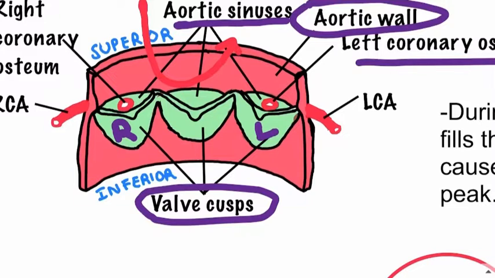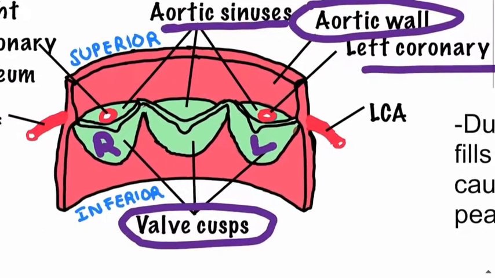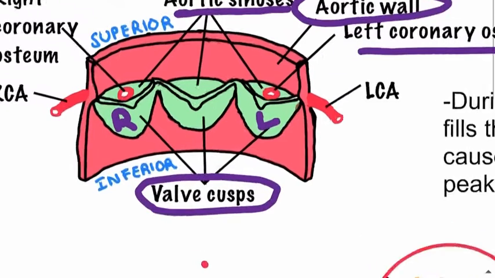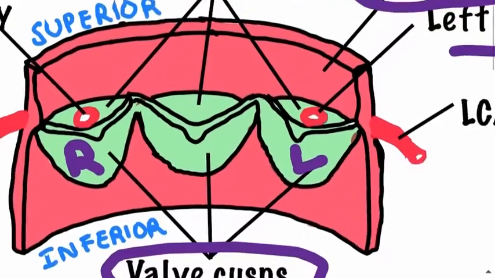As the blood tries to backflow, this is the superior side, and this is the inferior side. Normally the blood is ejected from the left ventricle into the aorta this way. So when the blood backflows, these valve pockets fill with blood, and because these valve pockets fill with blood, a lot of blood is rushed into the coronary arteries via the openings to the coronary arteries.